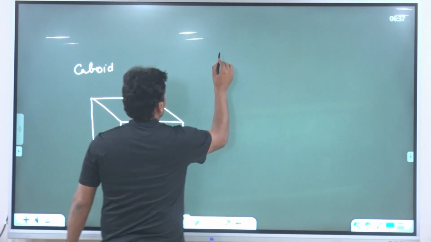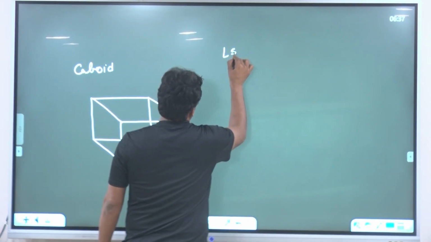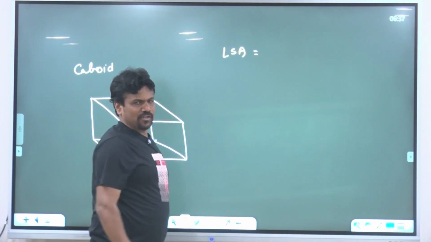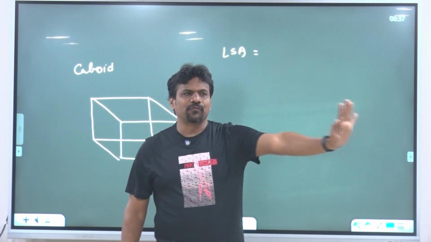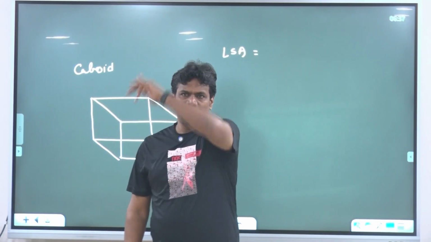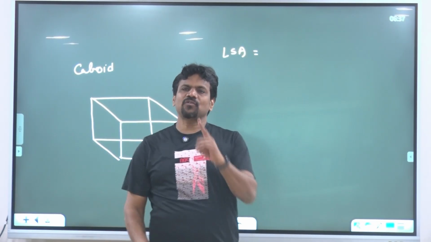One is called curved surface area. In this case, it's called lateral surface area. And what is that equal to? It is very simple. Understand, the area of the four walls and not the floor and the ceiling. Four walls, that's called lateral area.